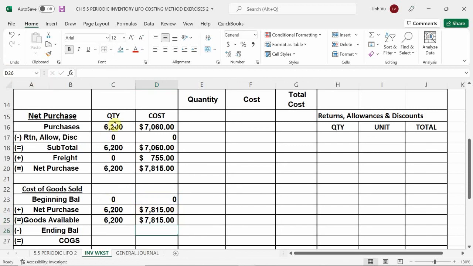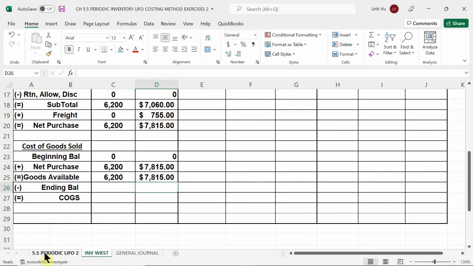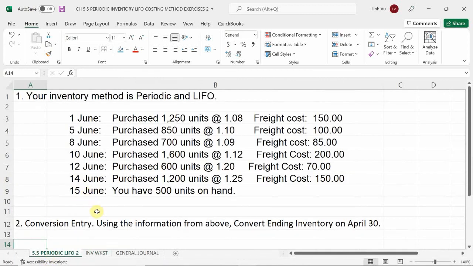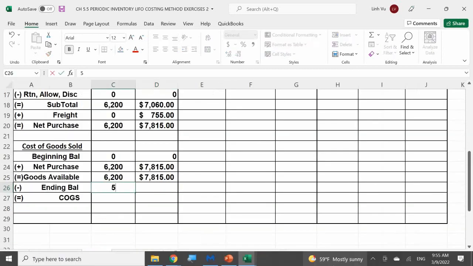So now here's the last thing that we need to do. What was the ending balance in my inventory? It says right here that on June 15, you had a total of 500 units on hand. So if I had a total of 6,200 items available to sell and I only have 500 units left, how many items did I sell?